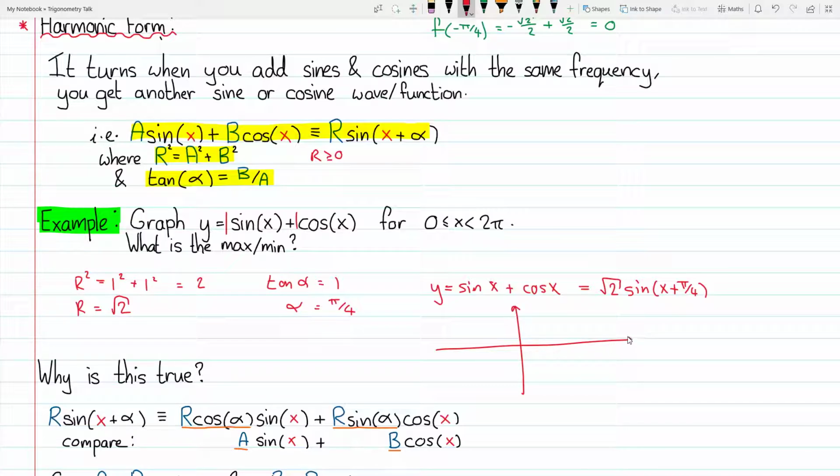It's transformations of functions, but it still looks like this. The maximum of the height is about here, say, and so that's the square root of 2, and the minimum goes to minus the square root of 2. And here we've shifted it along to the left by pi over 4 units. So this is minus pi over 4, and this is plus pi over 4.